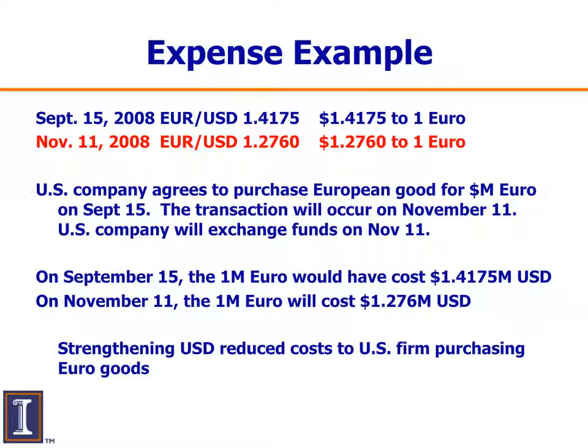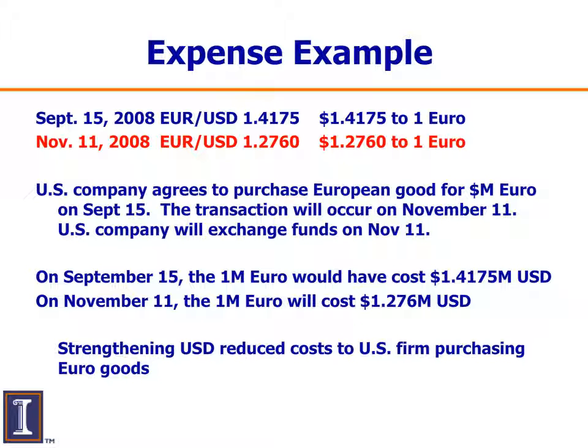Here's the opposite example. Same exchange rates, but now the U.S. company agrees to purchase European goods for 1 million euro on September 15th, and again the transaction will occur on November 11th. U.S. company again wants to exchange those funds back on November 11th, so on September 15th, the one euro would cost $1.4175, and on November 11th, it would cost 1.276. In this case, the strengthening of the U.S. dollar reduced the cost to the U.S. firm.